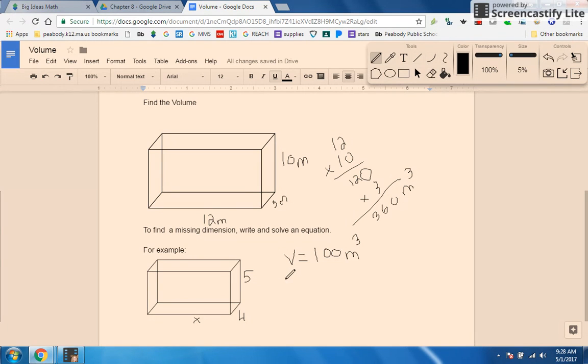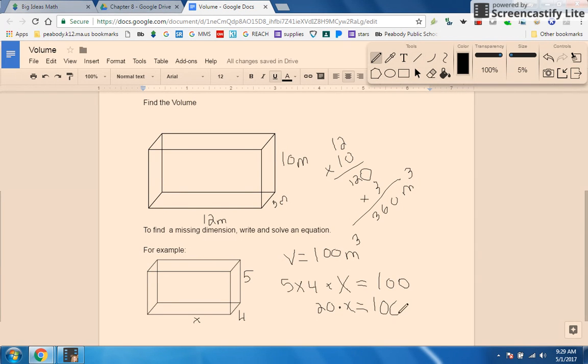So we know what the formula is: length times width times height. I'm going to put a big X there so we can differentiate. So we know that when we do length times width times height, we need to get 100, because that's what it tells us the volume is. I'm going to simplify this a little bit. I know that 5 times 4 is 20. So I'm going to replace it as 20 times something, the missing measurement, has to give us 100.